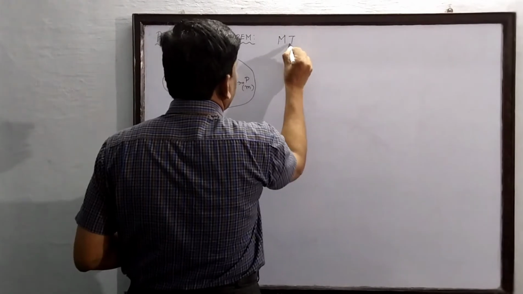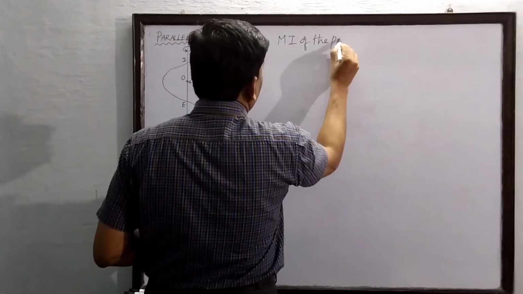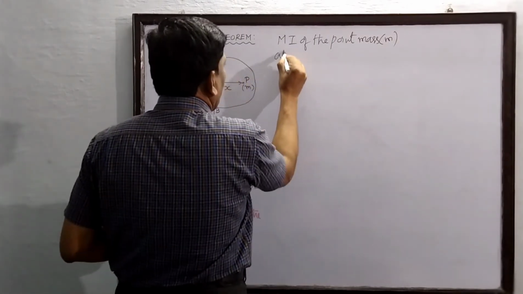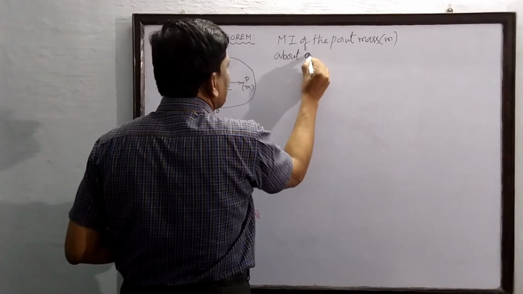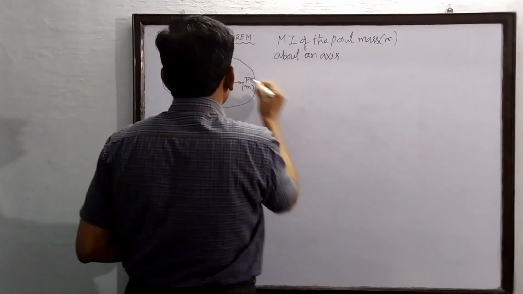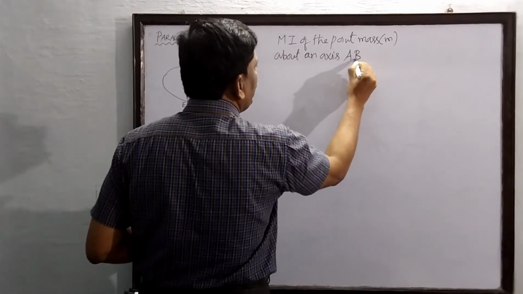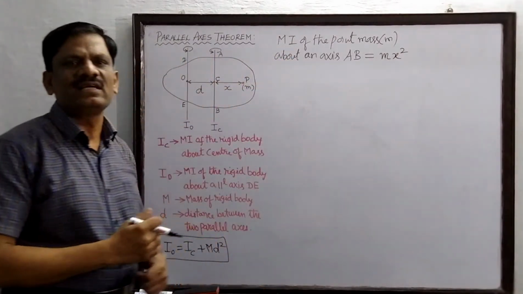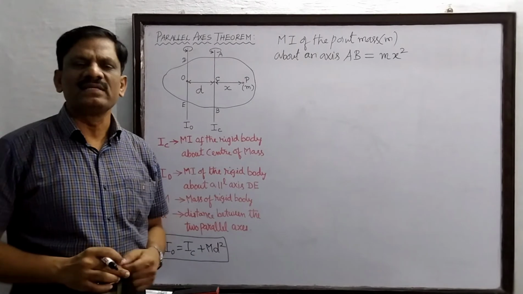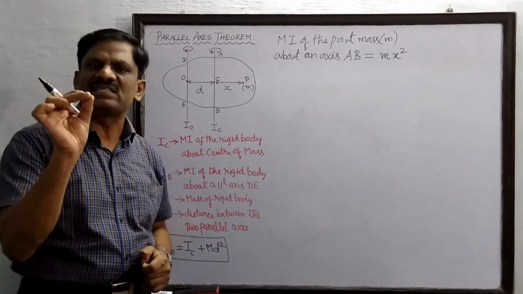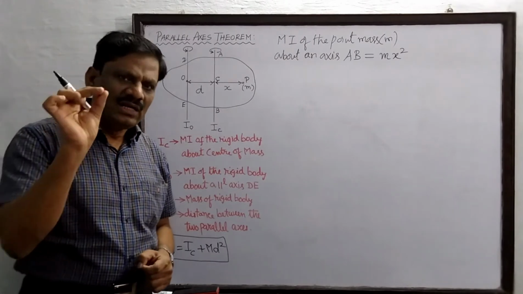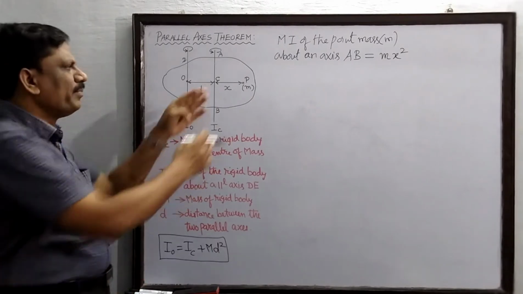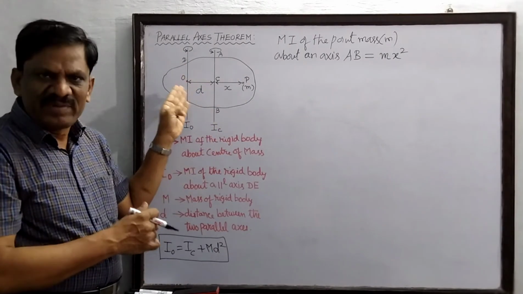So the moment of inertia of the point mass m about an axis passing through the center of mass, that is AB, is equal to its own mass m into the square of its distance, that is x square. So mx square is the moment of inertia of only this particle, or elementary mass, or point mass, that is denoted by m.